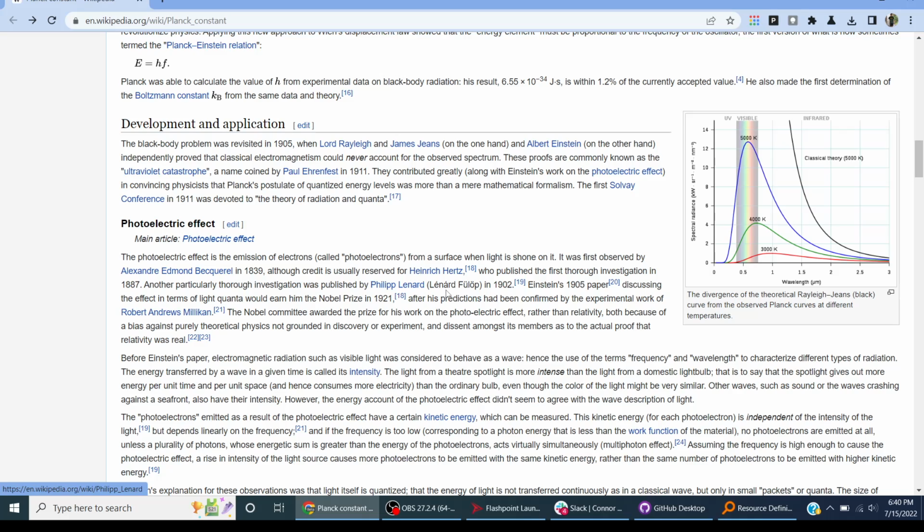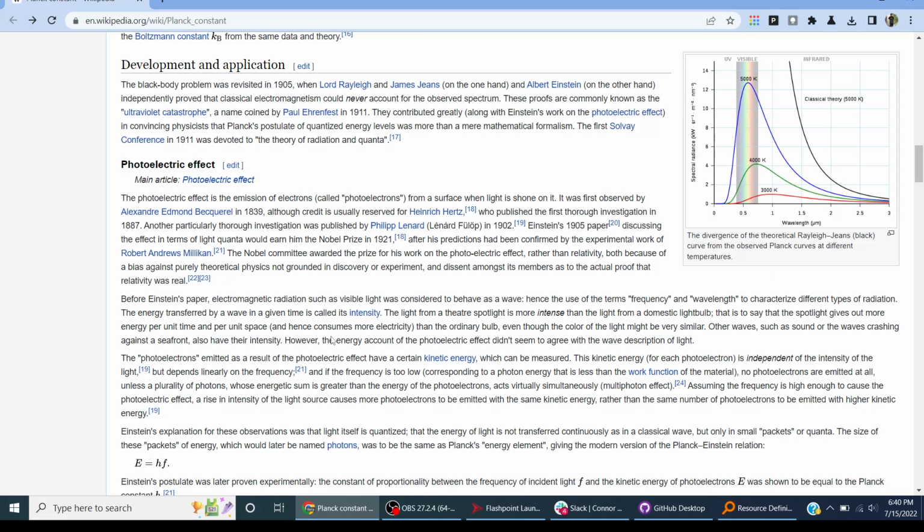Einstein's 1905 paper discussing the effect in terms of light quanta would earn him the Nobel Prize in 1921, after his predictions had been confirmed by the experimental work of Robert Andrews Millikan. The Nobel Committee awarded the prize for his work on the photoelectric effect rather than relativity, both because of a bias against purely theoretical physics not grounded in discovery or experiment, and dissent amongst its members as to the actual proof that relativity was real.